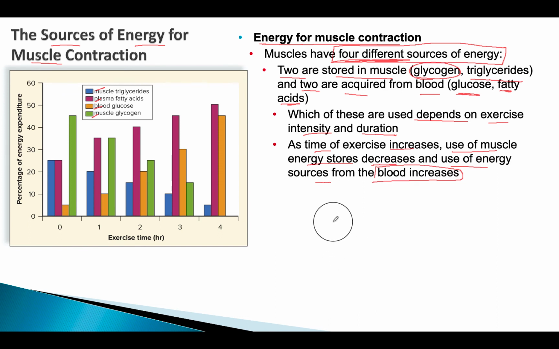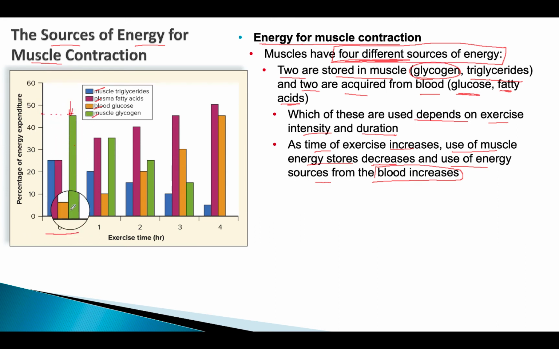So if we look at our graph here, this is the percentage of energy expenditure. Your first hour right here, the first hour of your exercise, where is the energy going to come from primarily? Here, your muscle glycogen. That's the highest right over here. So the percentage of energy expenditure is a little bit more than 45% that you're using from your muscle glycogen.